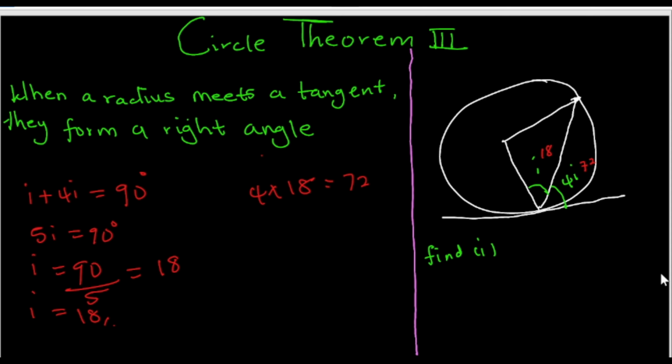Remember, when a radius meets a tangent, they form a right angle, and a right angle is a 90-degree angle. So whenever you see a radius and a tangent, this should be the law that should come to your mind about them.